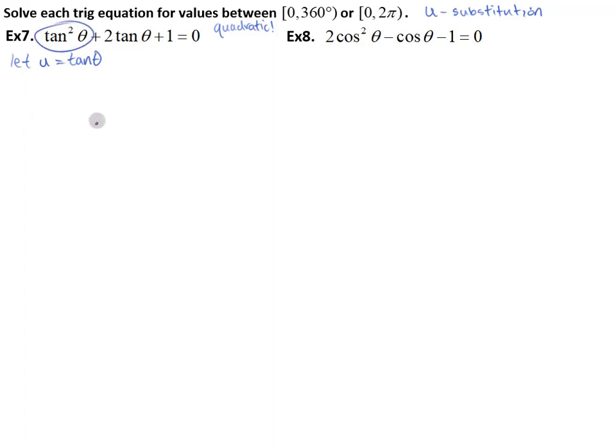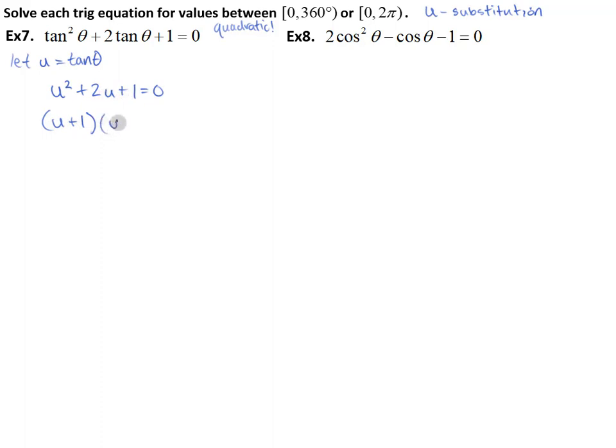Then I can represent tangent squared as u squared. 2 times tangent would look like 2u. Plus 1 equals 0. And now I have something that looks a little more familiar. It's a quadratic, right? And we can try to factor it. You know, worst comes to worst, quadratic formula, but I think this is factorable. Factors of 1 that add up to 2, I think are just going to be 1 and 1.